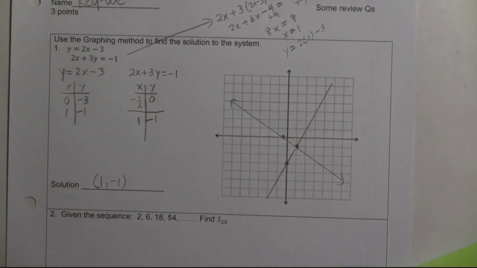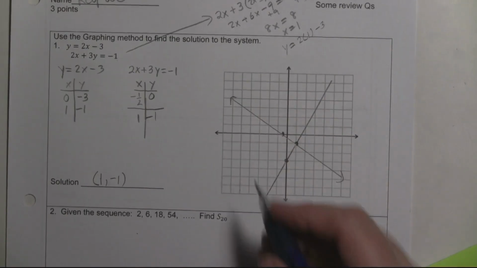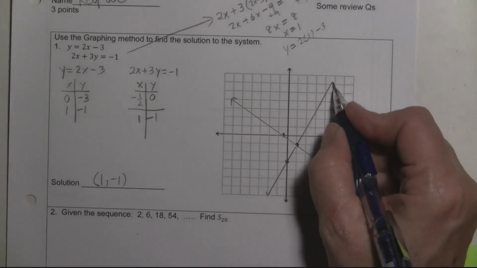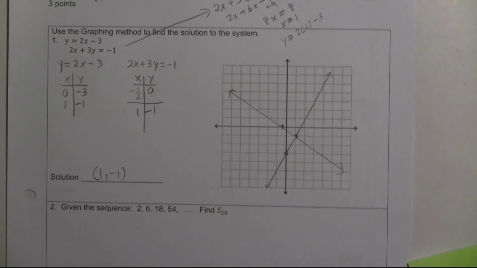And then in order to get full credit, right, I drew both lines. And so there's line 1 and line 2. And then the intersection point is the solution. So yay, I did a good job on that.